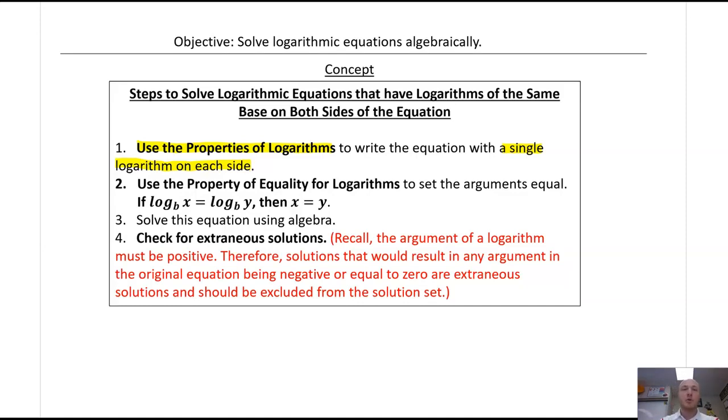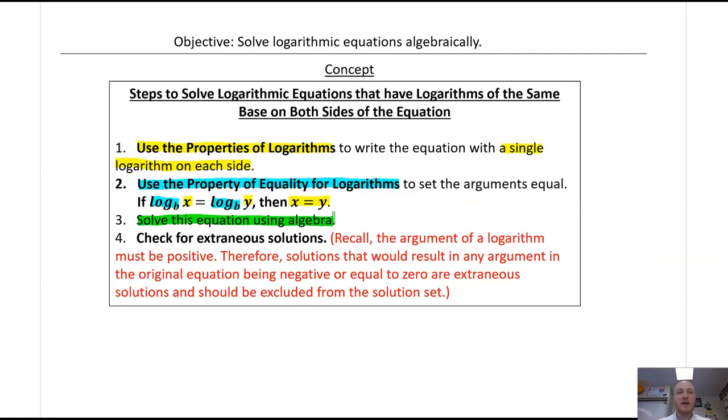Step 2, we're going to use the property of equality for logarithms to set the arguments equal. And here's, again, the main idea. If I have a logarithm of the same base on each side, I can cancel them to make the arguments equal to each other. It's just a way to get rid of the logarithms. Step 3, solve using algebra. We'll go ahead and do that.